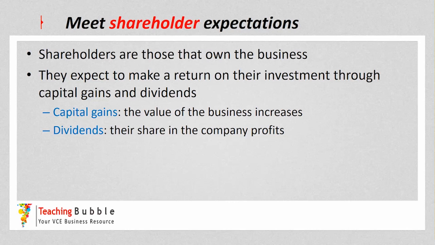Now, there's two main ways that shareholders can make a return on their investment. The first is through capital gains, which is where the value of the business increases, which means that the value of the shareholders' shares or their shareholding has increased also. Another way is that they share in the profits. So these profits are often distributed to shareholders, which are called dividends, and the shareholder will look to increase those dividends.